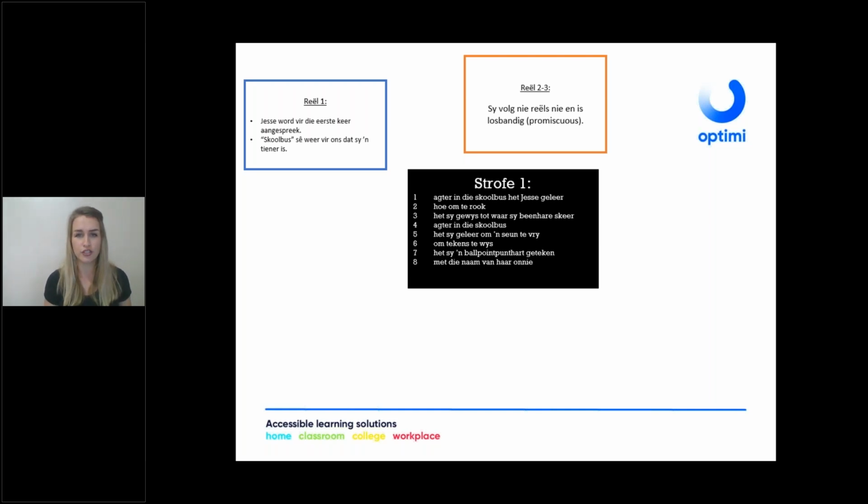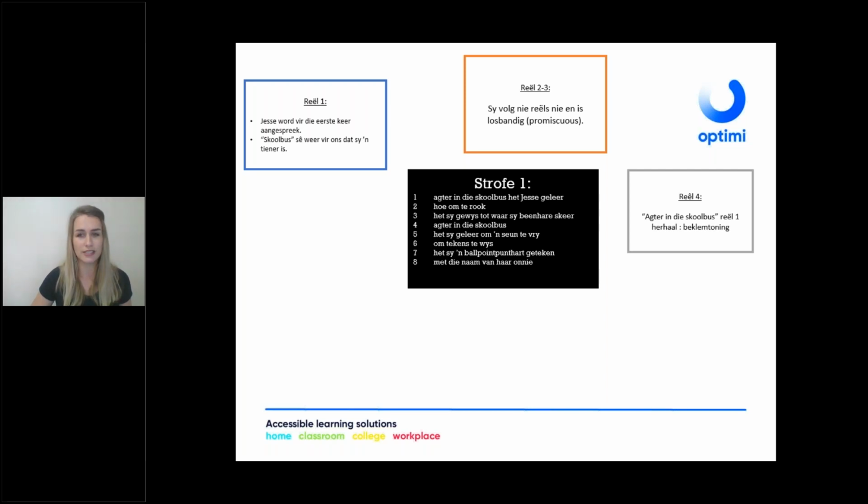Reël 2 tot 3, verse 2 to 3. Hoe om te rook? That means that she doesn't follow rules. En sy het gewys tot waar sy beenhare skeer. That means that she showed people to where she shaves her legs. That means that she might have been a bit promiscuous, losbandig. Okay. Then reël 4, verse 4.